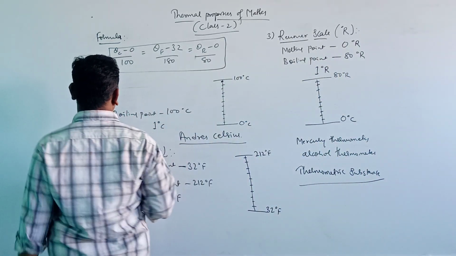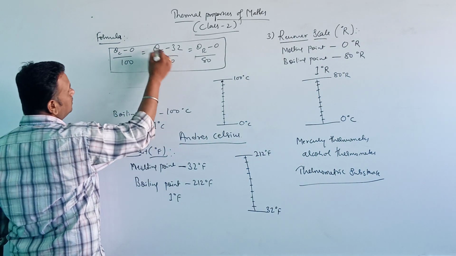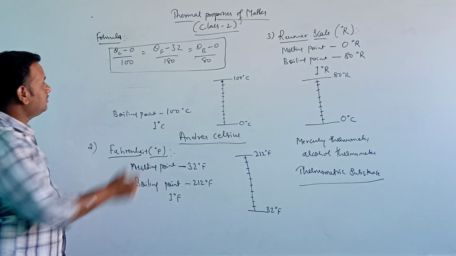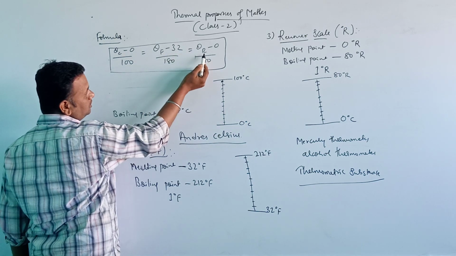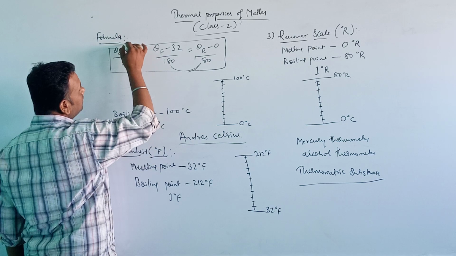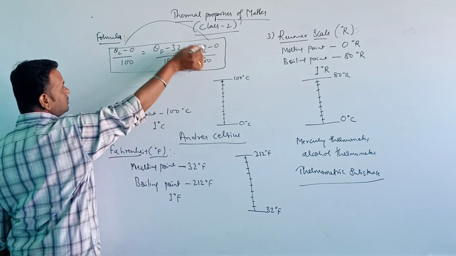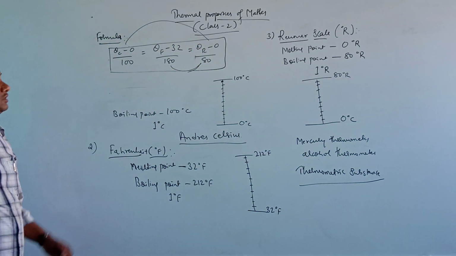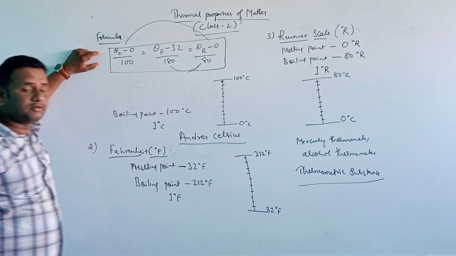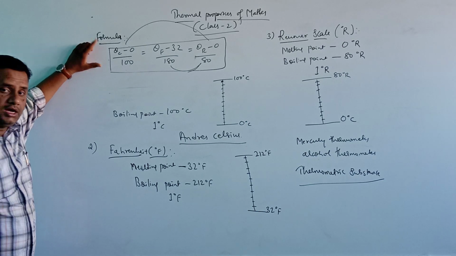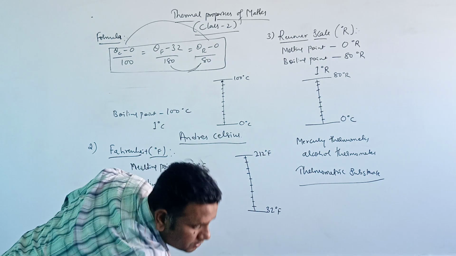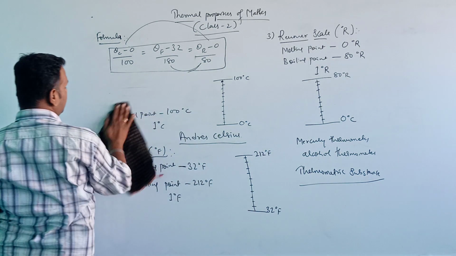If we are converting degree Celsius to Fahrenheit, then we use this relation. If we are converting Fahrenheit to Reaumur, then we use these two relations. If you are converting Celsius to Reaumur, then you use these two formulas. So this is a general formula which is used to convert one temperature scale to another. The next topic we are going to discuss is thermal expansion.